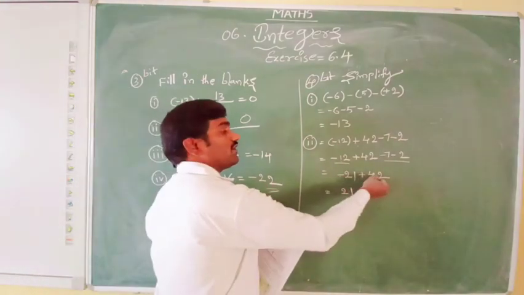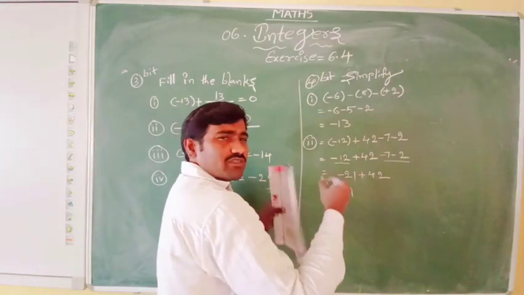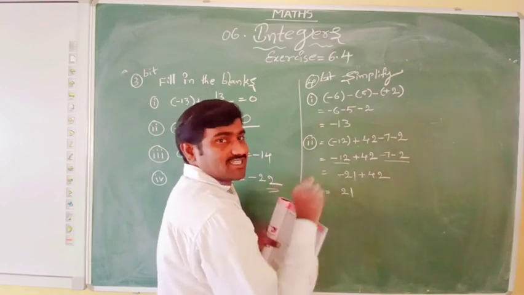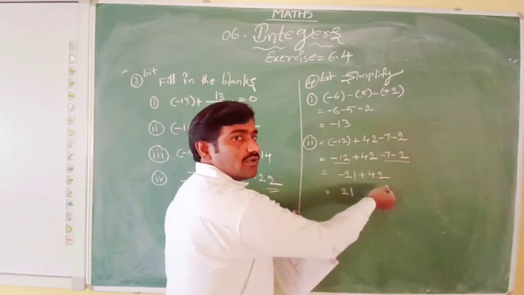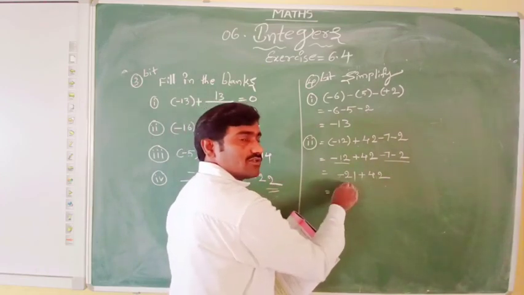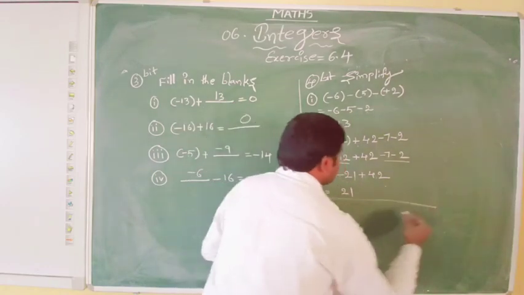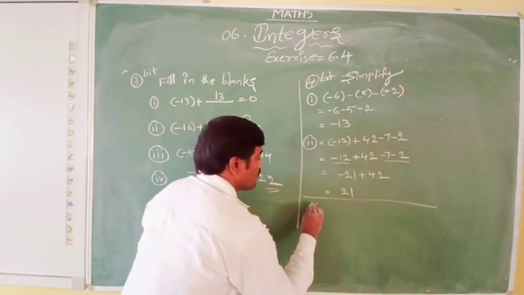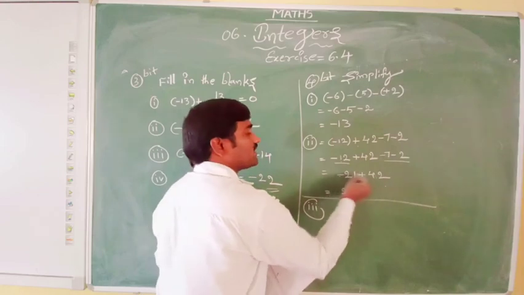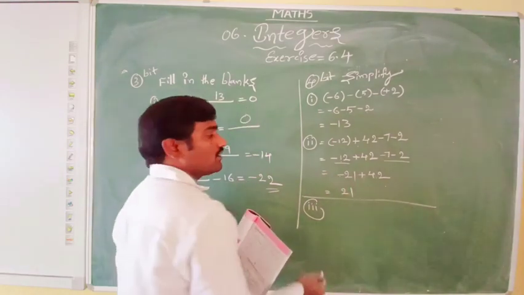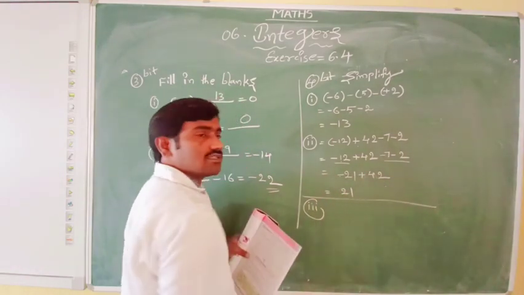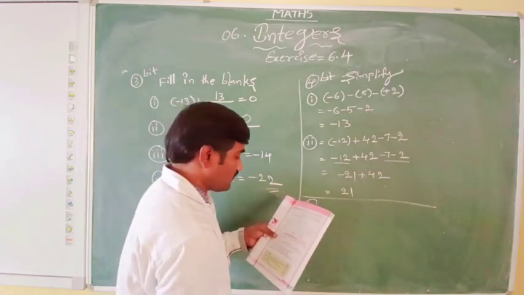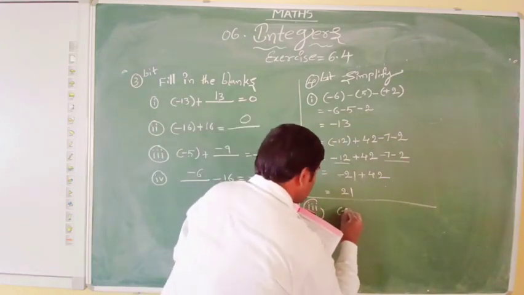Or minus 21 plus 42, in that sense you may feel something difficult to understand. But in the reverse way you can do it. Plus minus. 42 minus 21 is 21. In that way. Okay. Whenever you see one minus, one plus, you have to subtract. The bigger number's symbol will come as the answer symbol. Okay. And the third one.